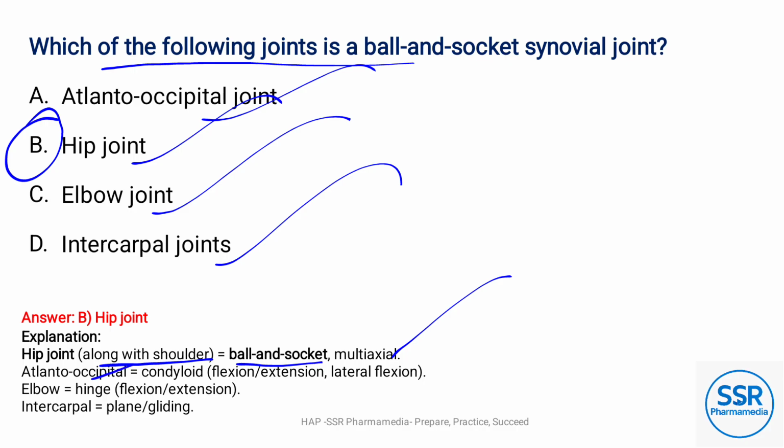The atlanto-occipital joint is a type of condylar joint. It contains only flexion, extension and lateral flexion movements. And the elbow joint is a hinge joint. It contains flexion and extension movements. The intercarpal joint is a plane and gliding joint.